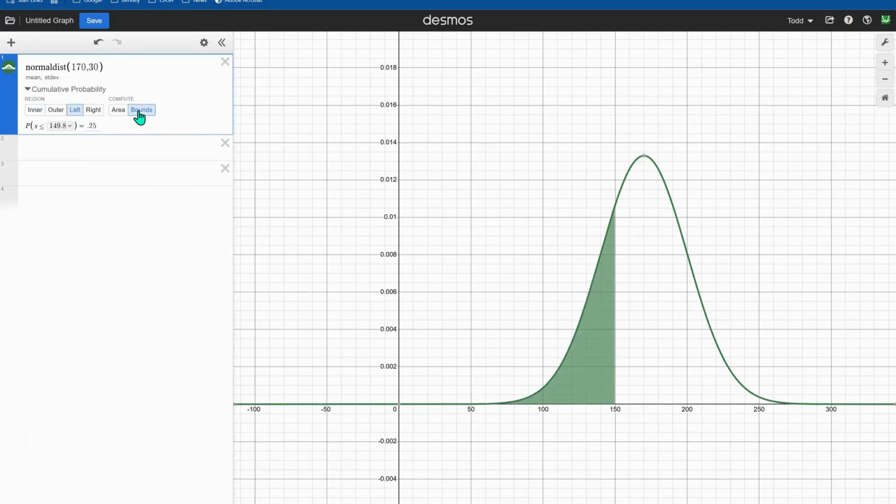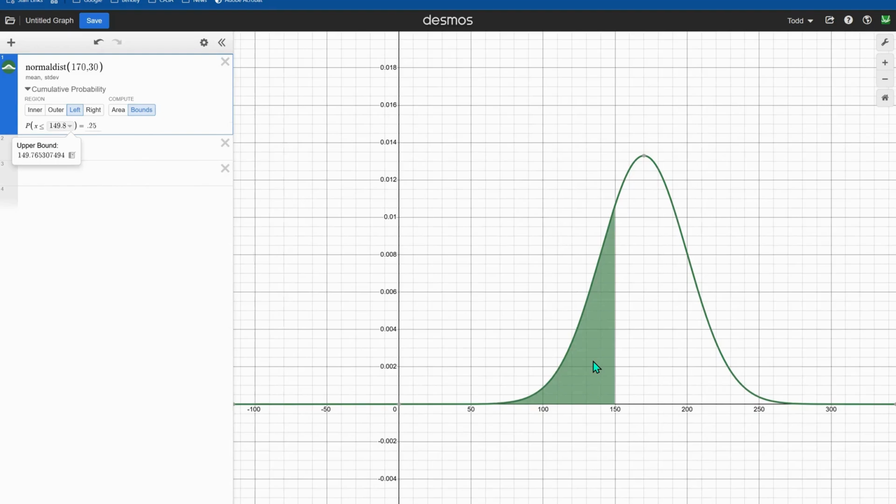So if I choose left bound, it now tells me that 149.8 is the value that gets you to that 25th percentile. Again, if we want more decimal places, we click on that little down arrow to finish that off. Again, what are you going to write down? Write down what you see on all of this, and then make sure you make a sketch and shade it appropriately. All righty.